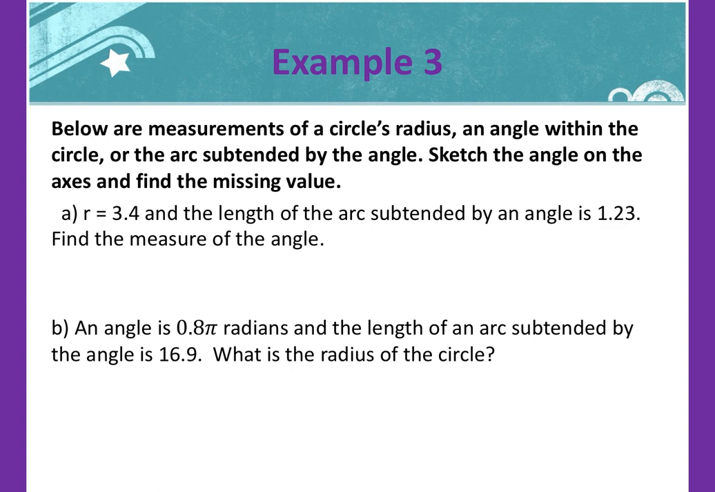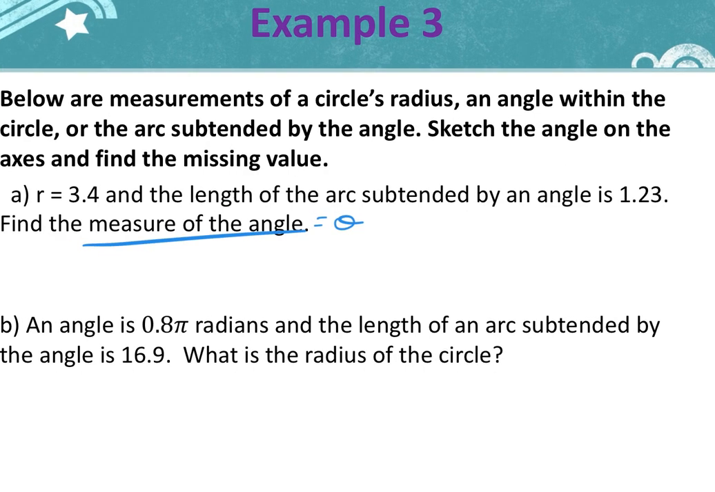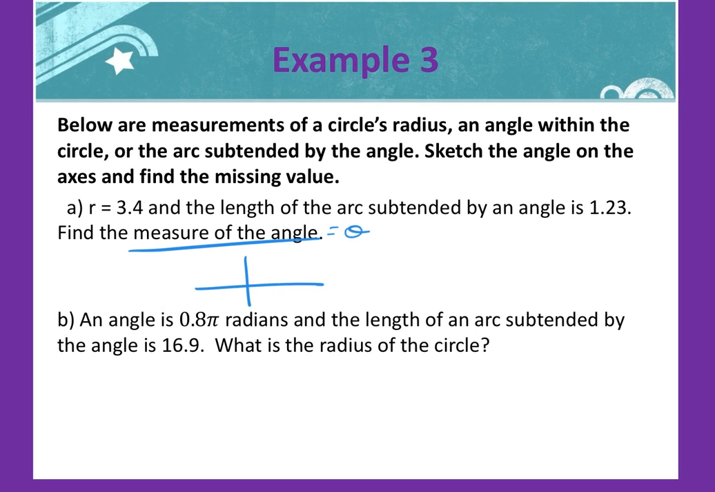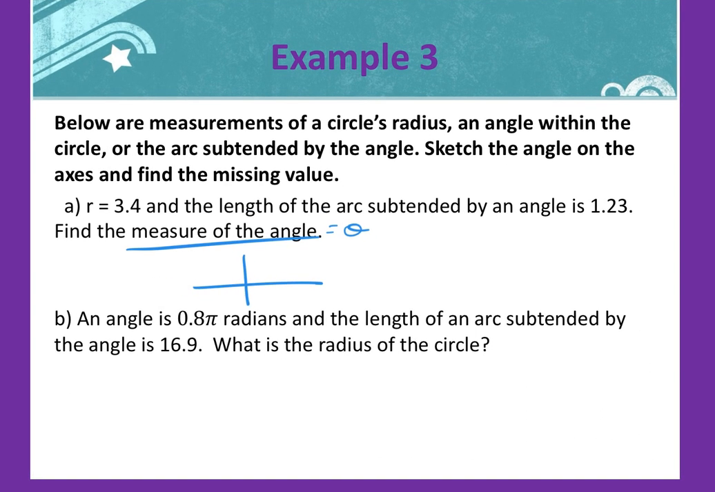So A says your radius is 3.4 and the length of the arc subtended by an angle is 1.23. Find the measure of the angle. So we're looking for theta here. It says below are the measurements of the angle. Sketch the angle. I don't have the angle yet. What I do have is the length of the arc, that's your S, 1.23. And I have the radius, which is 3.4.